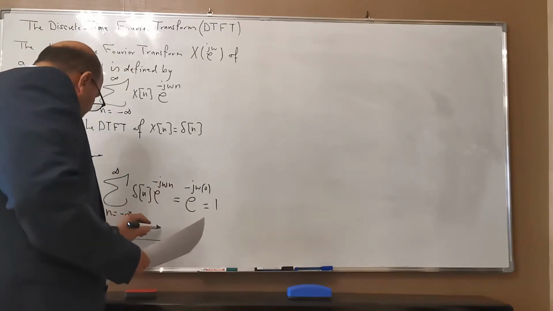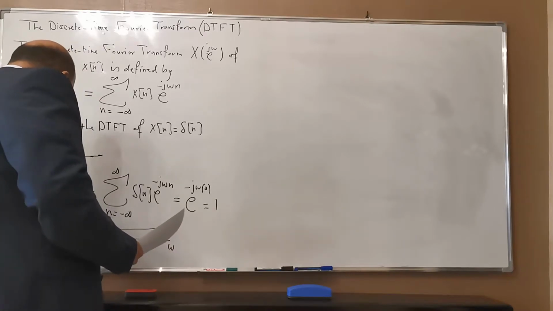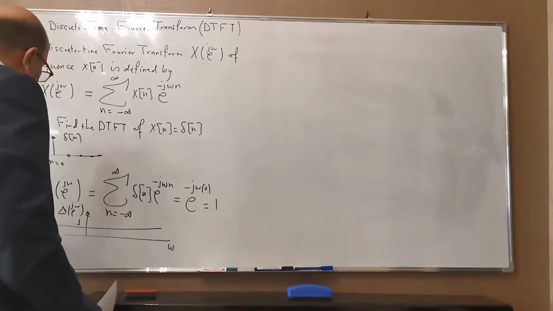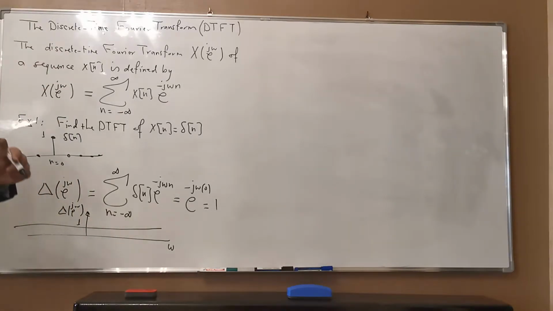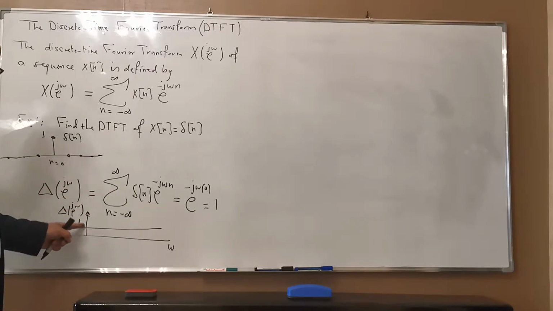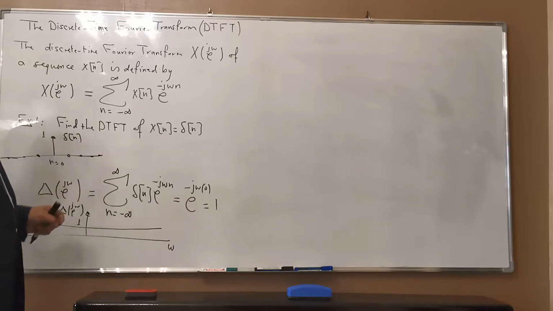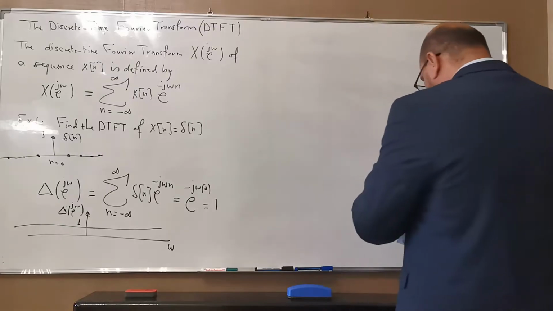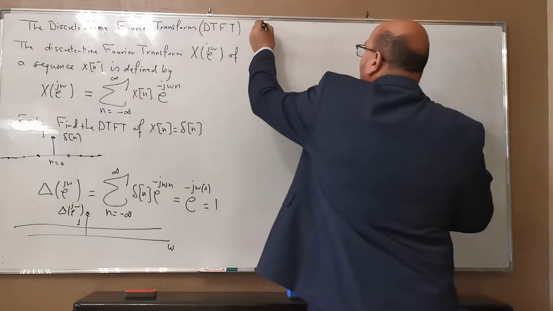So delta of e j omega, as a function of omega, is a constant amplitude of 1. And you know this from signals and systems, that if you have an impulse, you have a DC for the frequency, and the opposite is true. If you have an impulse in frequency, you have a constant value in the time domain, by duality. Okay, let's take another example.